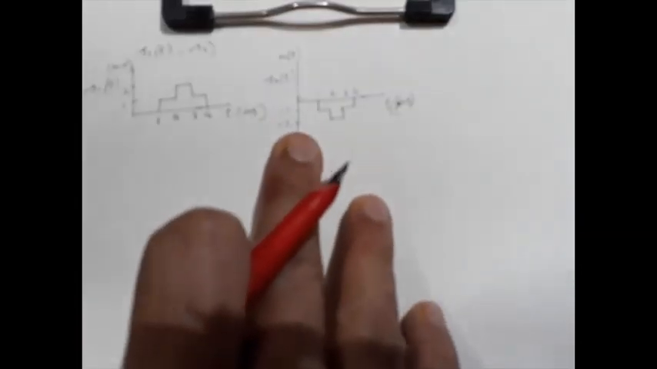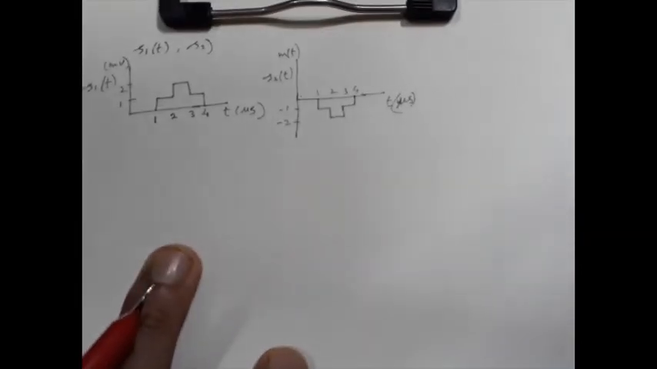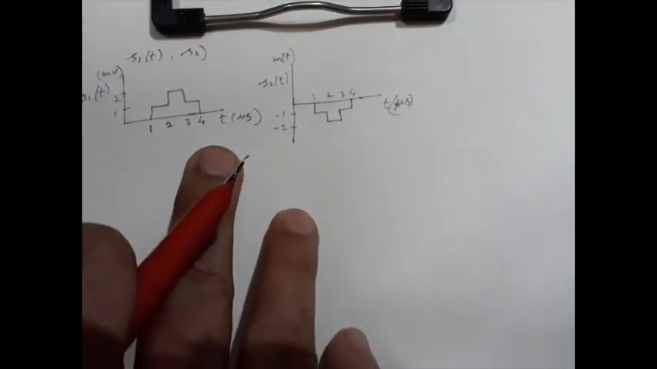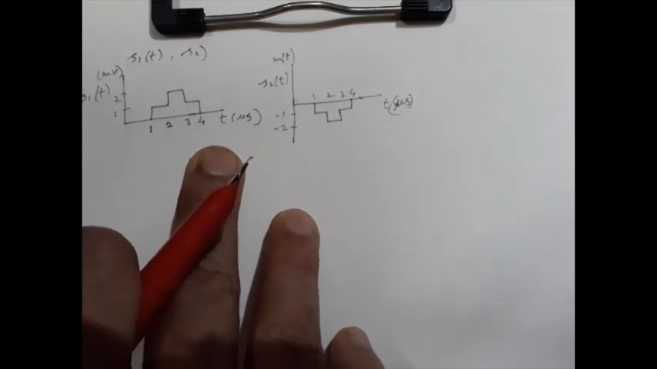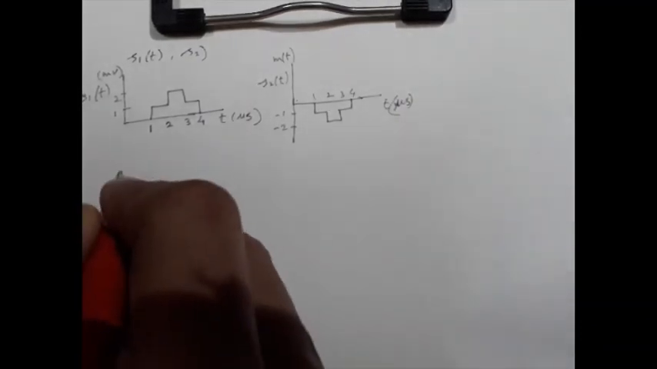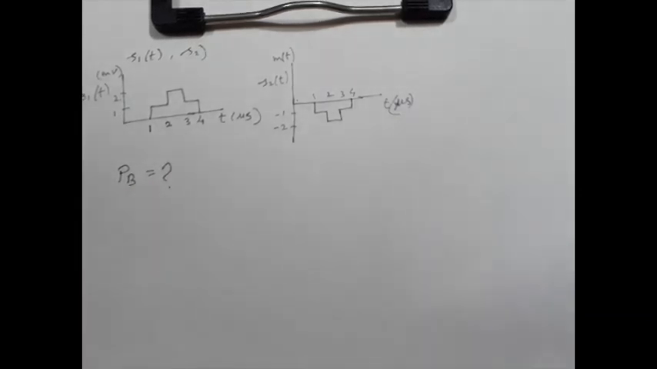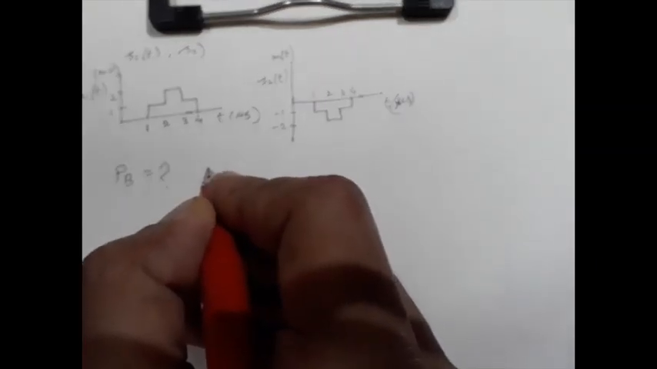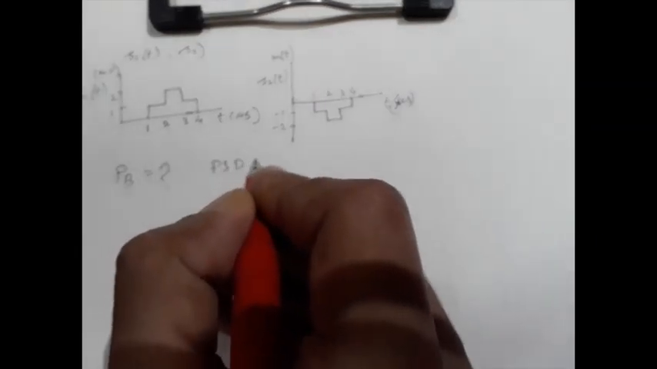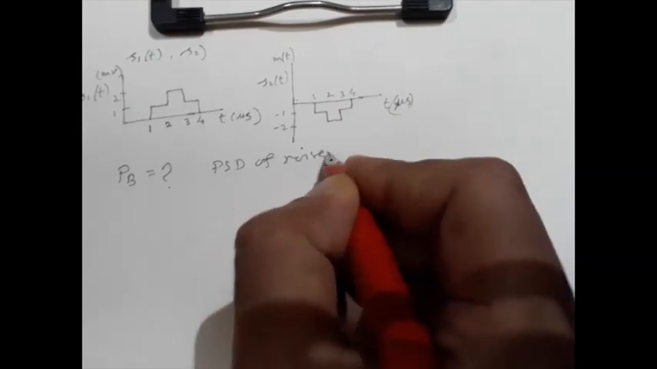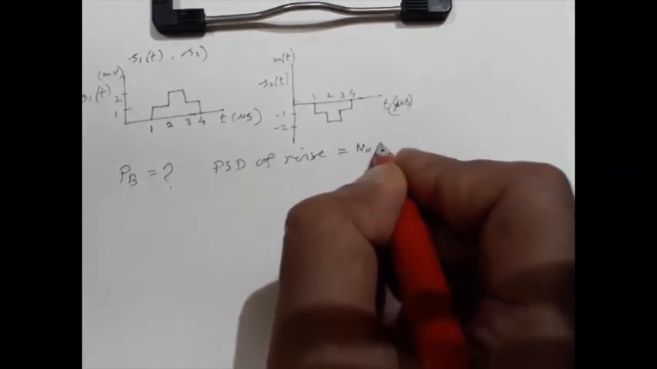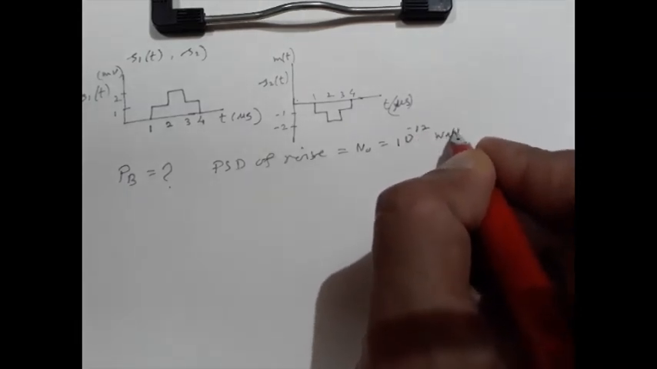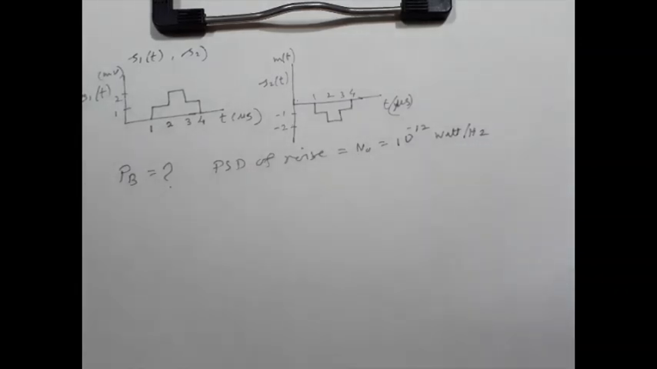We are using the matched filter reception technique. Assuming S1 and S2 are equiprobable, that means the a priori probabilities are the same. Now we have to determine the bit error probability for this matched filter. Assuming that the PSD of noise is given by 10 to the power minus 12 watt per hertz.